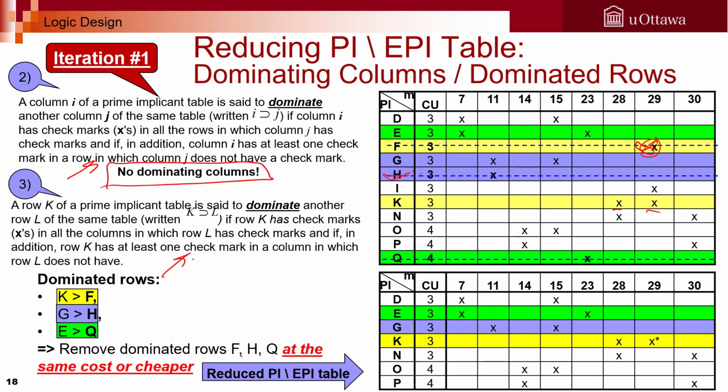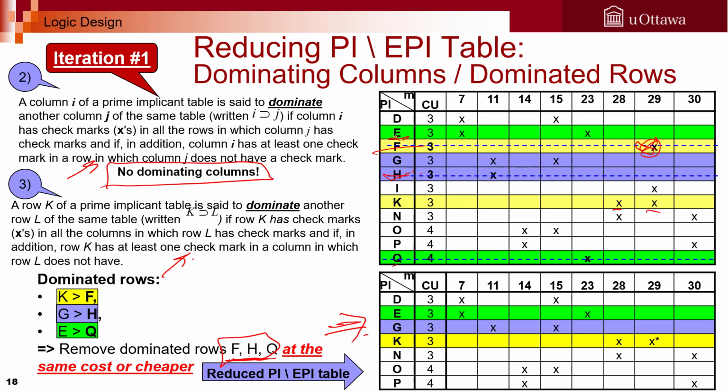Okay. So after I remove those dominated rows and columns, what I have to do is find a simplified PI table, and remove the dominated rows F, H, and Q, at the same cost or cheaper, okay? So I removed all of them. Why did I remove Q? Because E dominates Q, and at the same time it has a cheaper cost, because the number of literals in that implicant is less than the number of literals in Q.